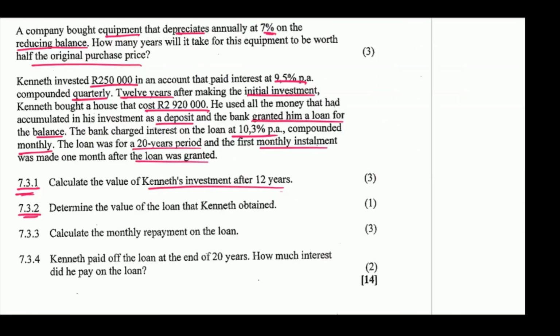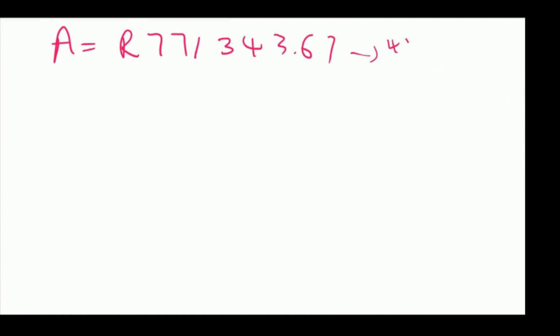So now 7.3.2, determine the value of the loan that Kenneth obtained. So for us to find this, we need to first write down the money that he accumulated, which is 771,343.67. So this is the money that he accumulated in 12 years, right? The loan, for us to find the loan, we first have to find the value of the house.